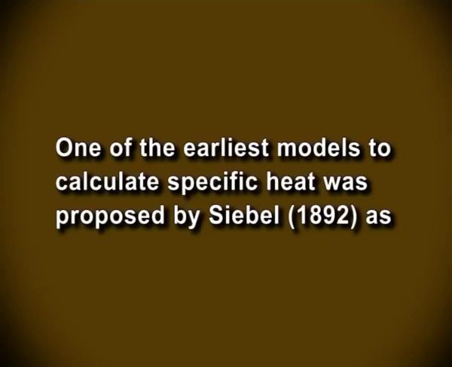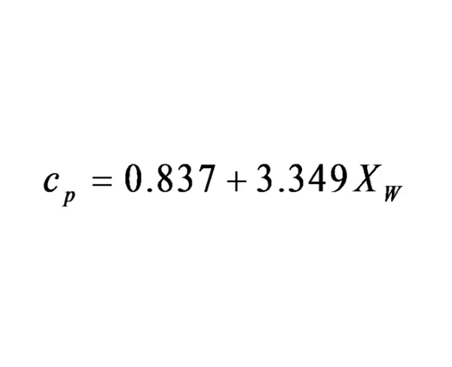One of the earliest models to calculate specific heat was proposed by Siebel in the year 1892, and the equation is Cp = 0.837 + 3.349 xW. Here xW is the water content expressed as a fraction. This model does not show the effect of temperature or other components of a food product.